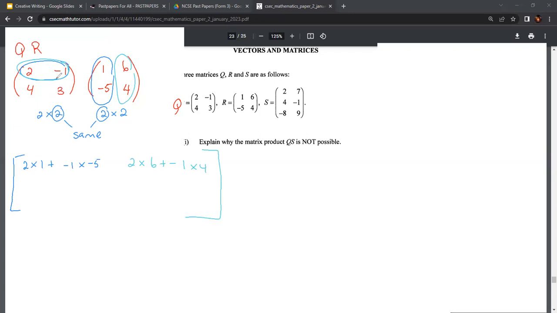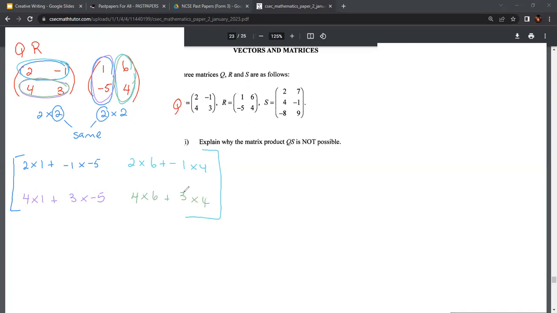Next, we have the second row, first column. First times the first plus the second times the second. And then last row, last column. First times the first plus the second times the second.